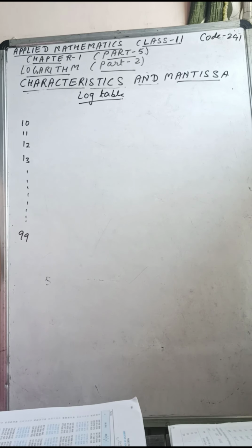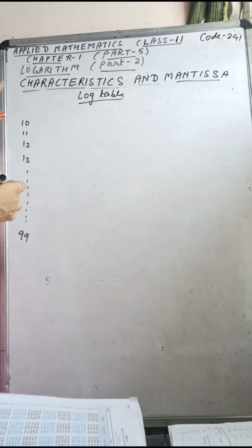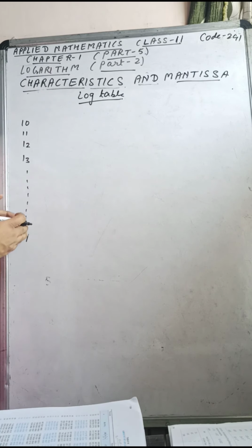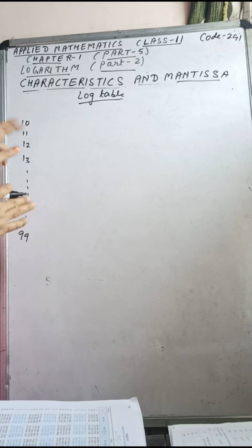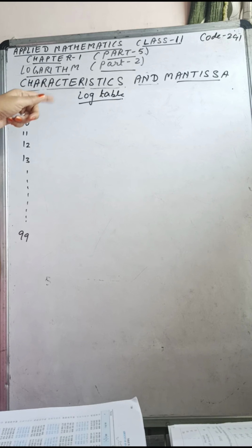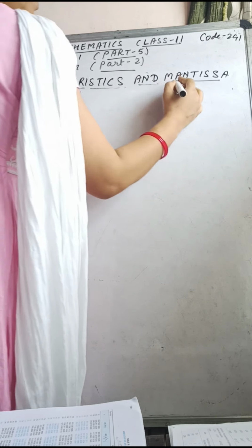If we talk about the columns, there will be 20 columns, including this column as well. This is the column for the mantissa part; for the mantissa we refer to this one. You will be able to understand when I explain with the help of an example. Now on the top of this, here I am writing log table.